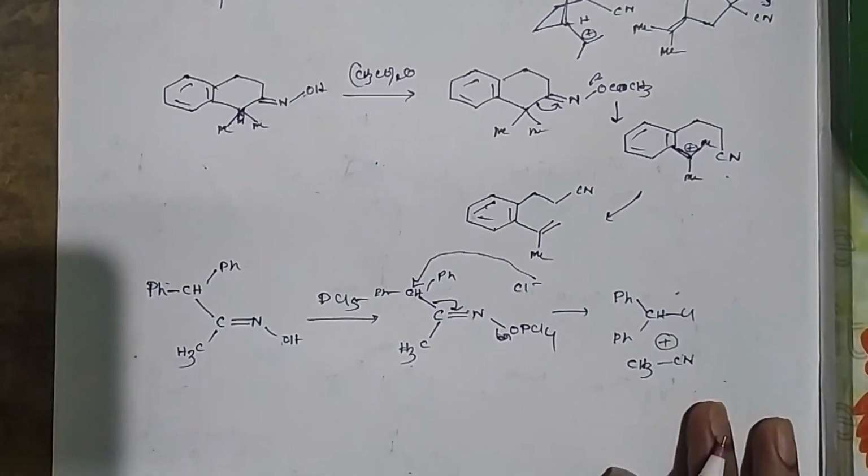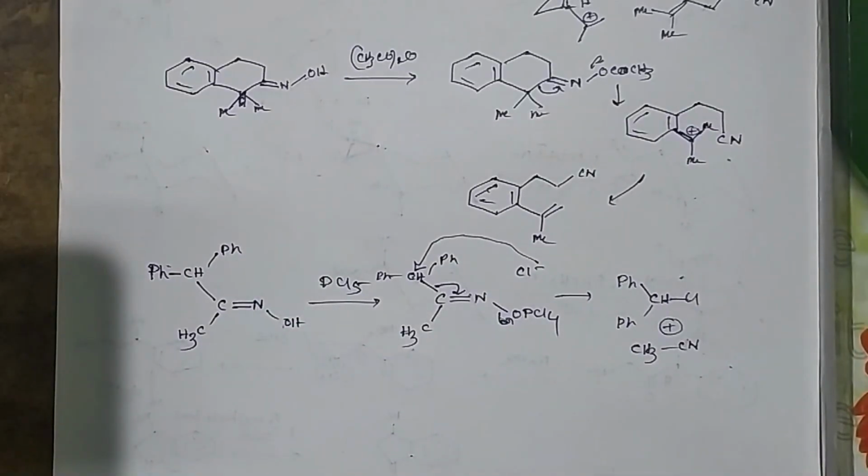So we get this product. Now you can argue: why is the Cl- attacking in an SN2 fashion despite the bulkiness of the phenyl group? So this is nothing like an SN2 reaction. I have just written it for simplicity of understanding.